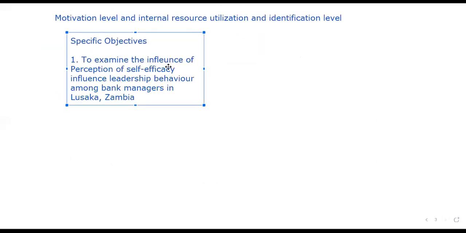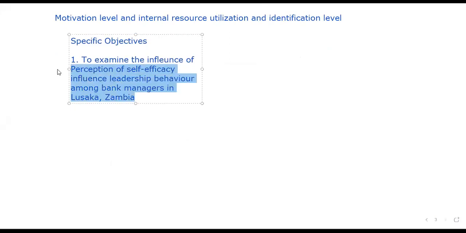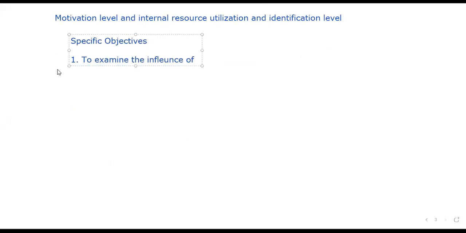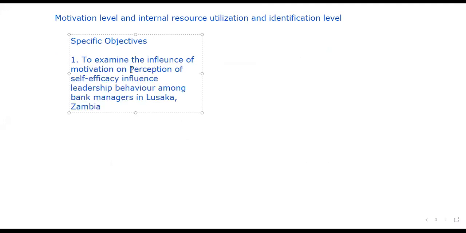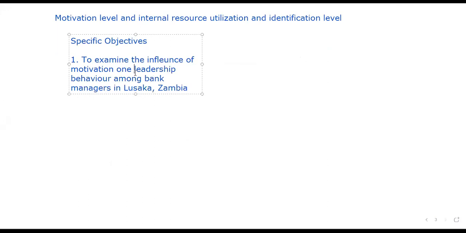All right, we're back. To examine the influence of motivation on leadership behavior among banks. So this is my first objective, and I'll get 2 marks for this.